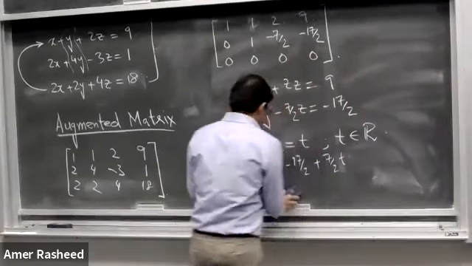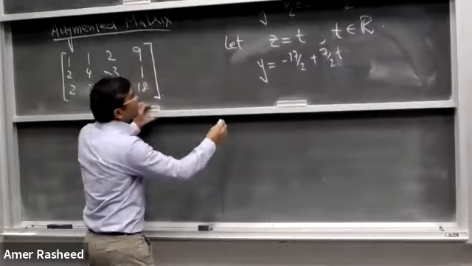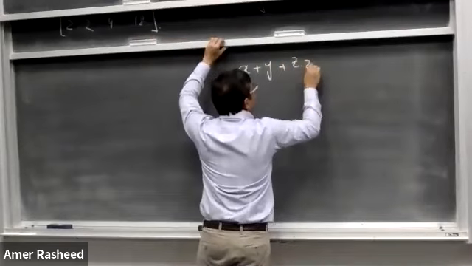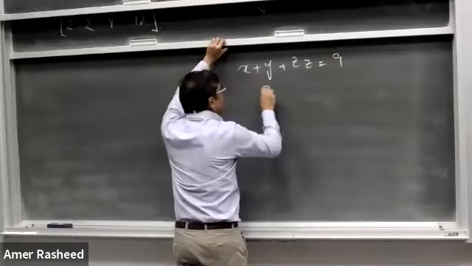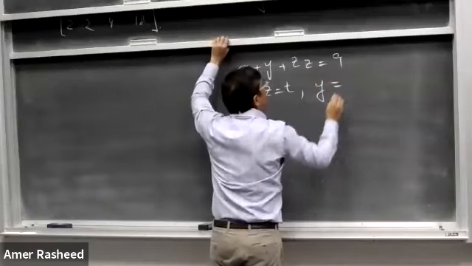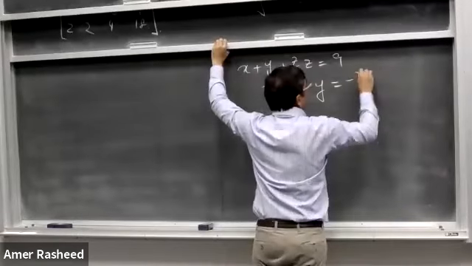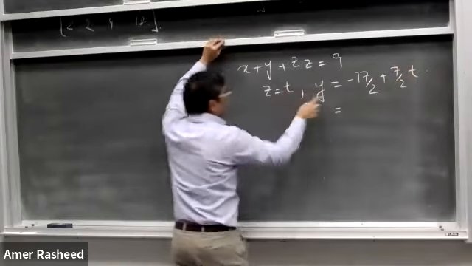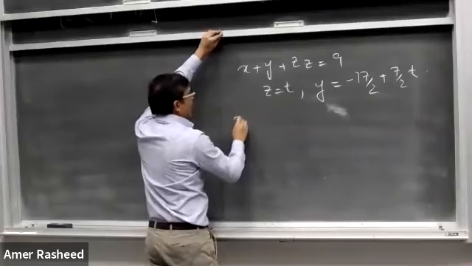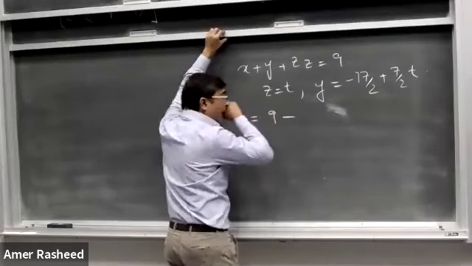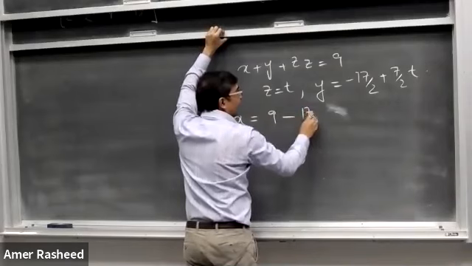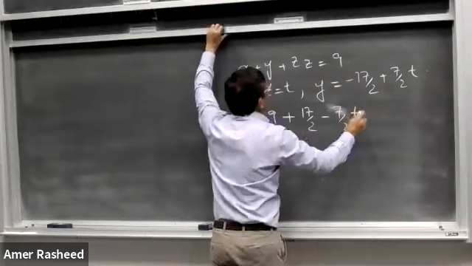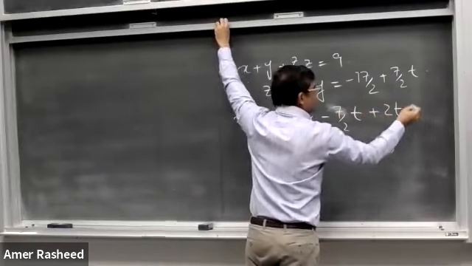Let me write it somewhere on this board. It is x plus y plus 2z is equal to 9. So z is equal to t and y is equal to what? Minus 17 by 2 plus 7 by 2 t. So you can put it back there in the first equation. x is equal to 9 minus y. So 9 minus y is 17 by 2, minus, plus will happen here, 7 by 2 t has come, then plus 2z means 2t. This has come.